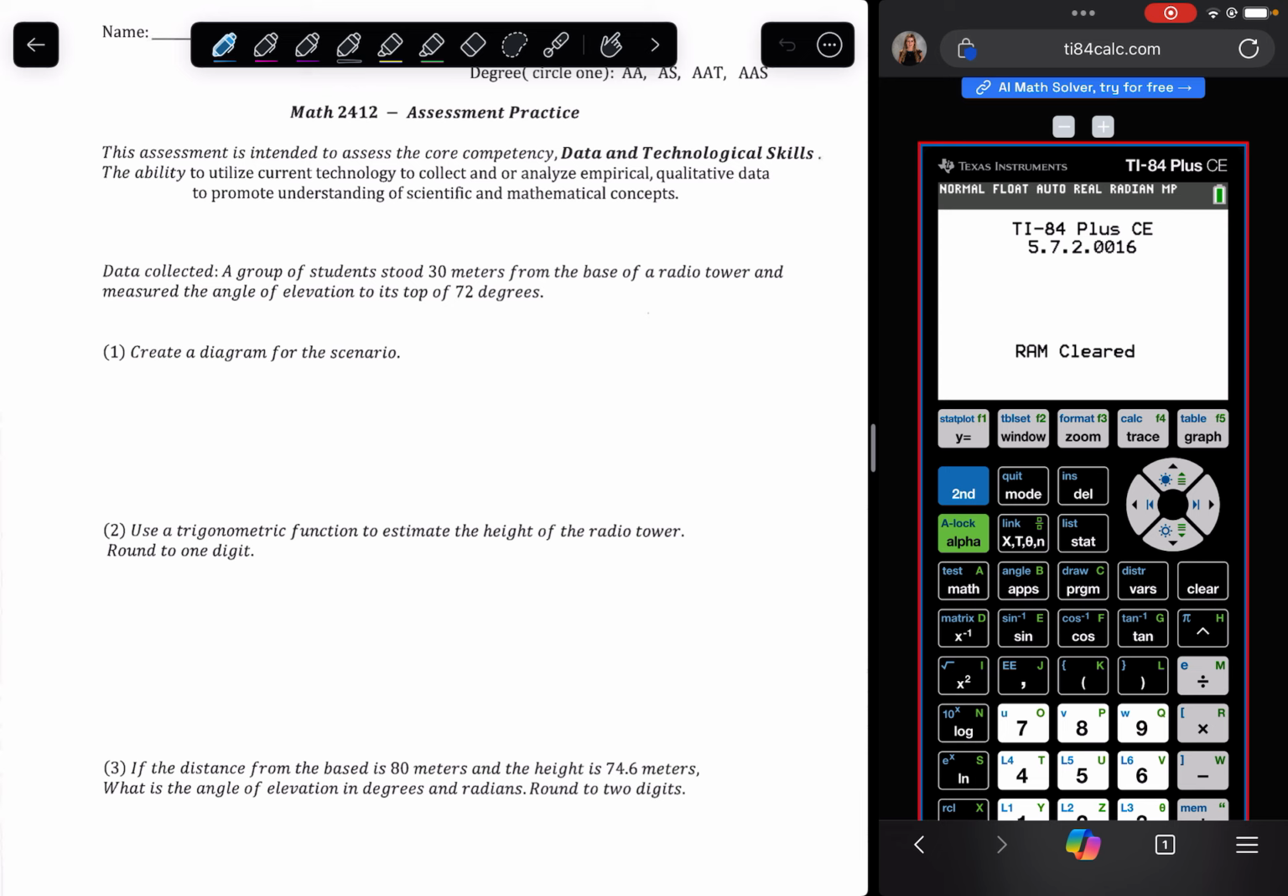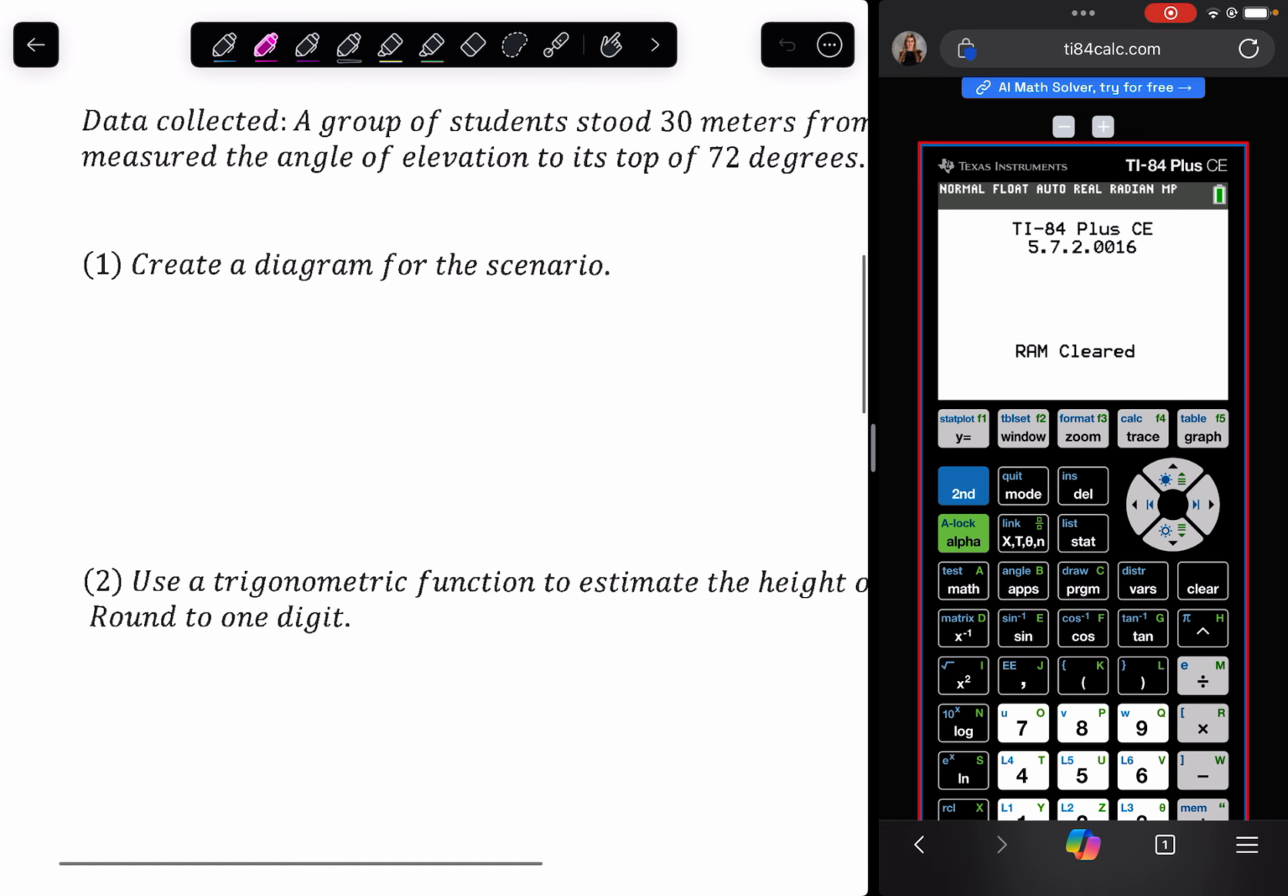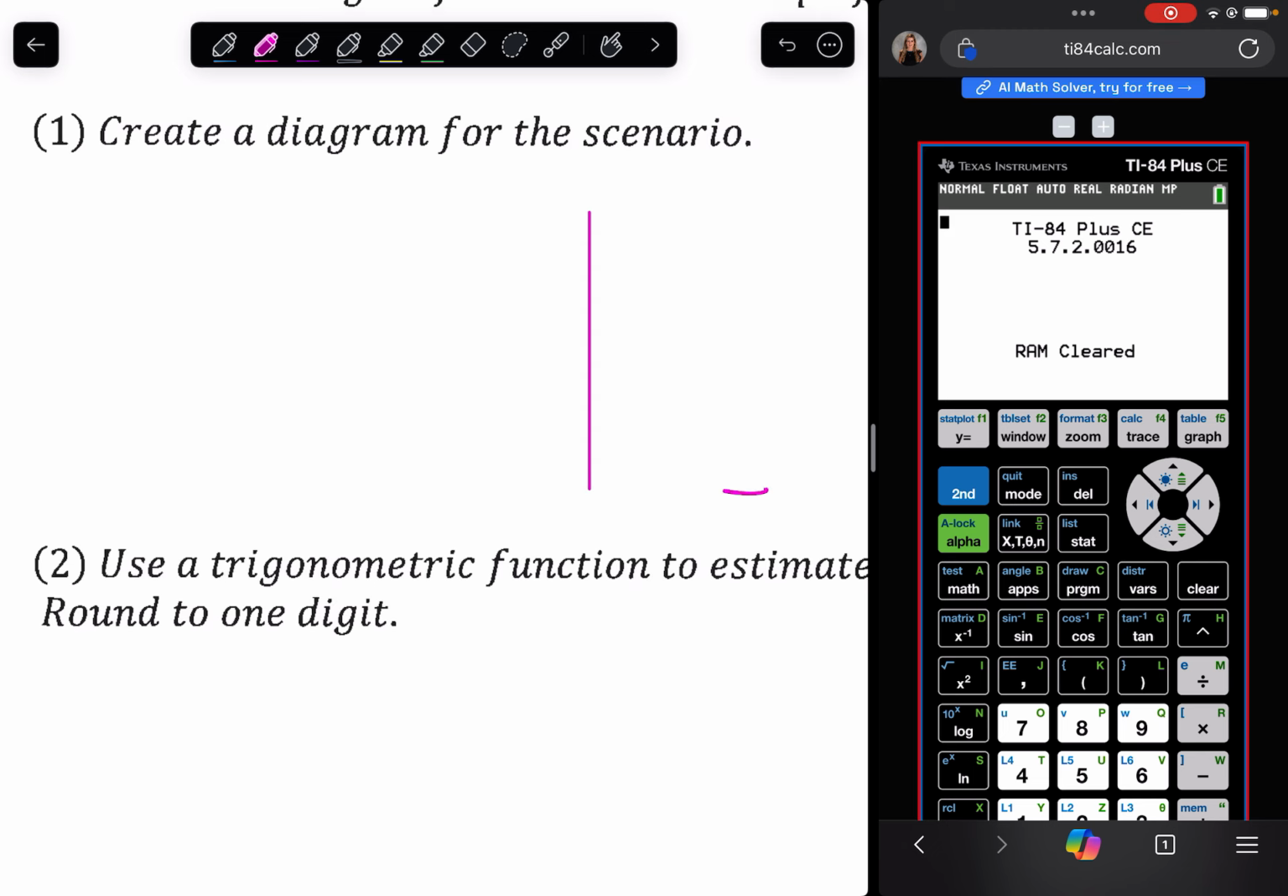First thing we're asked to do is create a diagram of the scenario. Make sure you read carefully. There's a difference between angle of elevation versus angle of depression. So here is our little radio tower. We'll use a little straight line. I'll go ahead and draw my horizontal.